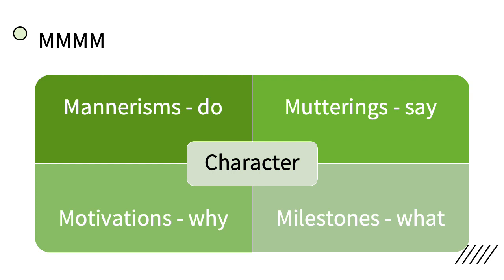Mutterings is obviously things that they say. So this is where you can put some key quotes for that character. Motivations, this is where you need to identify why that character might be the way they are. And also what it is that they want from life or their journey in this particular text. So what gets that character out of bed in the morning? And then finally, milestones. So this is where you will pick out the most important moments in that character's story. So which are the main events in their overall tale?